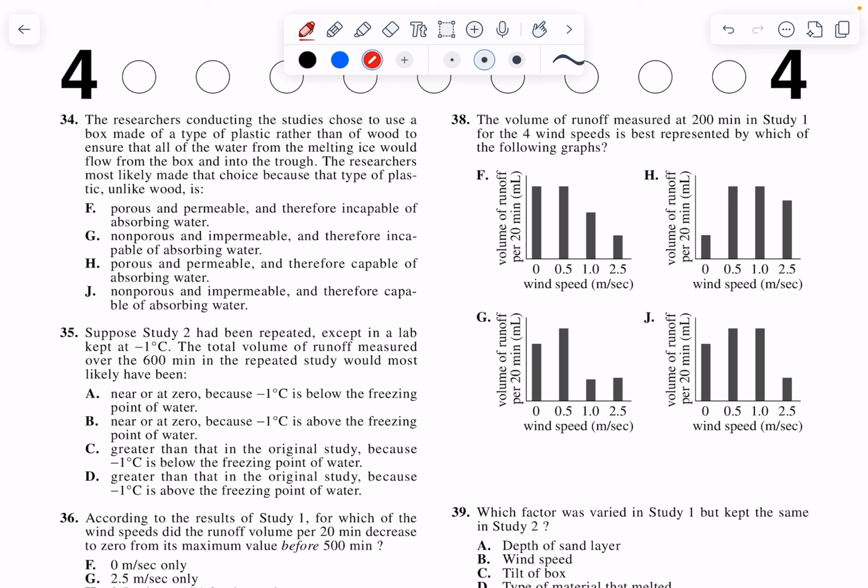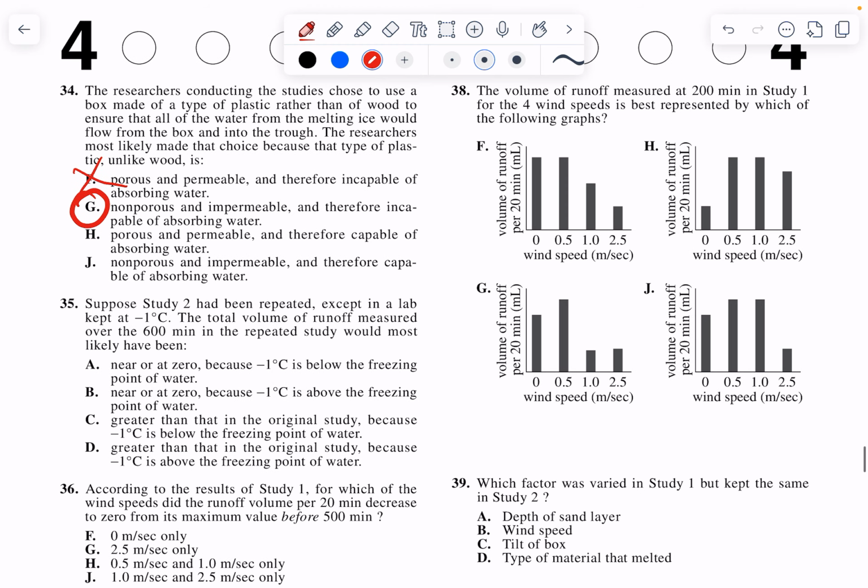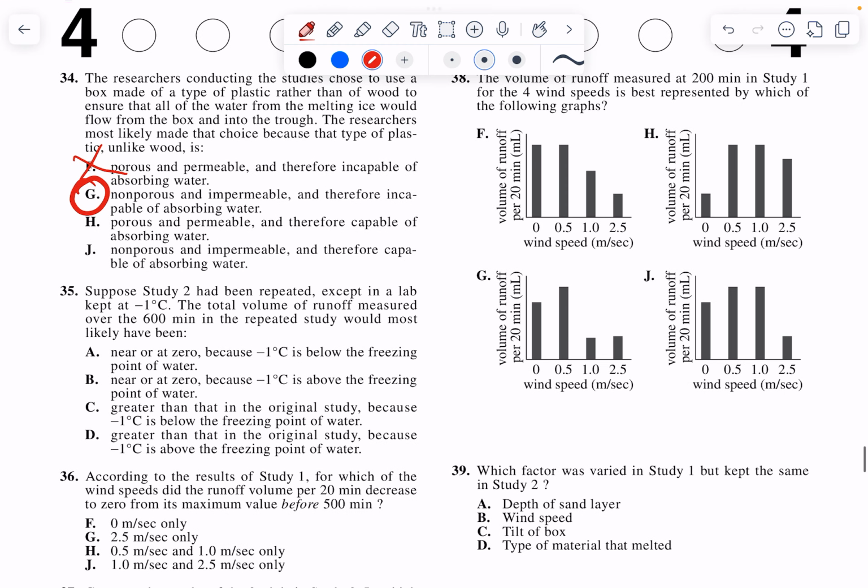Okay, so why would we use plastic instead of wood? And the best answer is that it's not porous or permeable and therefore incapable of absorbing water. It's G. Porous means it has holes. Permeable means things can pass through it. Plastic does neither, so the water cannot get into it. There's one of our rare science questions that doesn't come straight from the text. It's more of a vocabulary question.